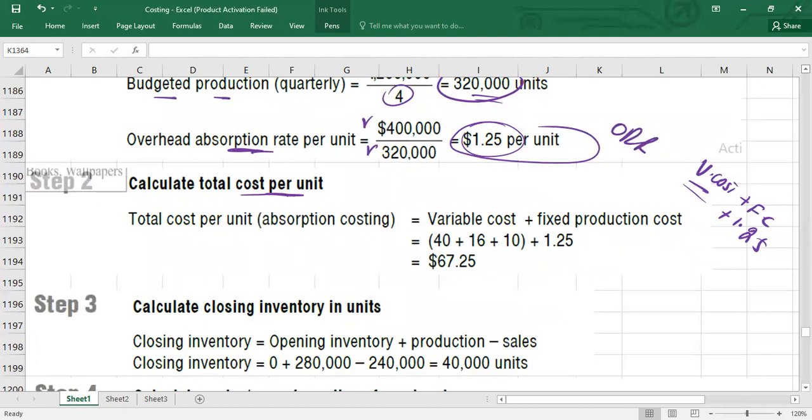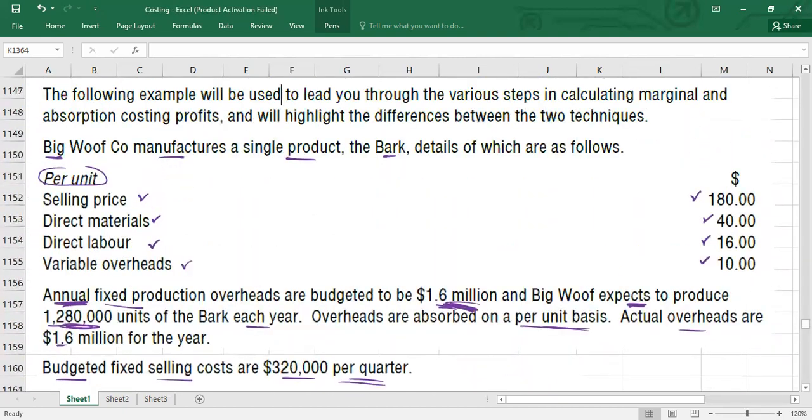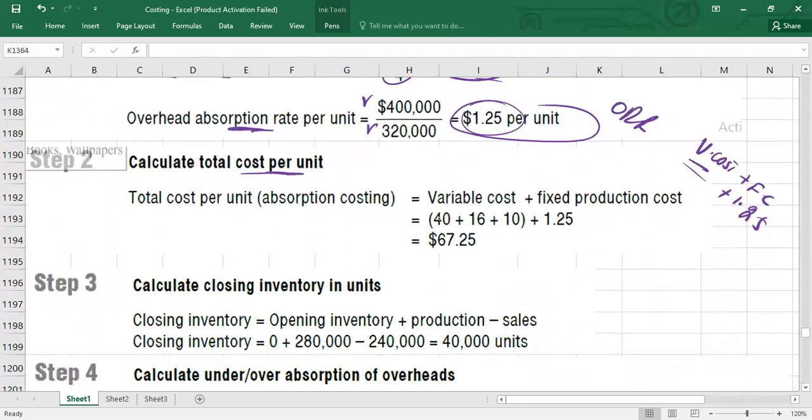If you go back to the question, we have the variable costs: direct material, direct labor, and variable overhead. So the total cost is: direct material of 40 plus direct labor of 60 plus variable overhead of 10 plus fixed overhead of 1.25. So your product cost under absorption costing is $67.25. So we got the cost per unit.